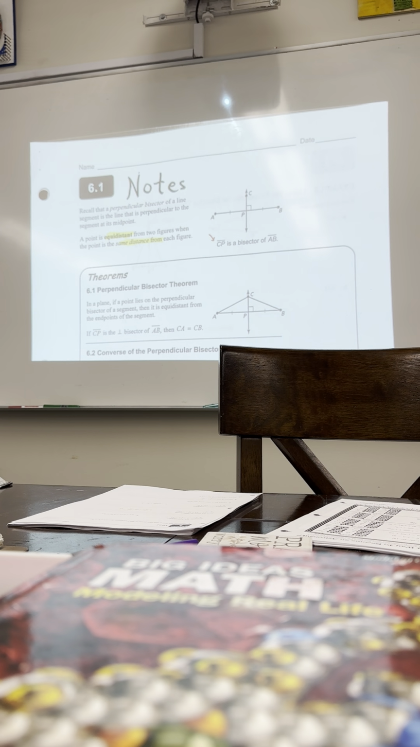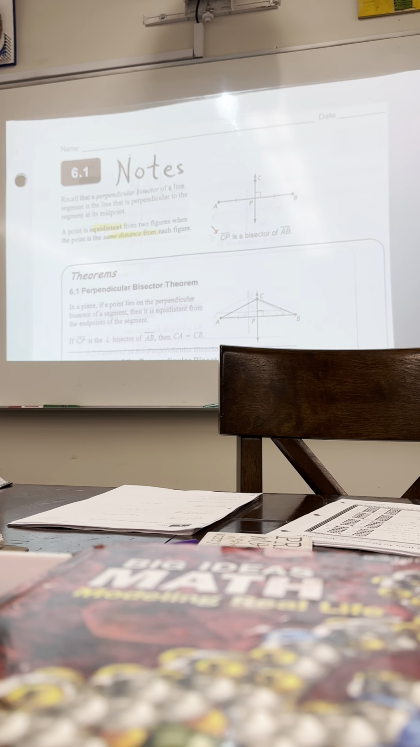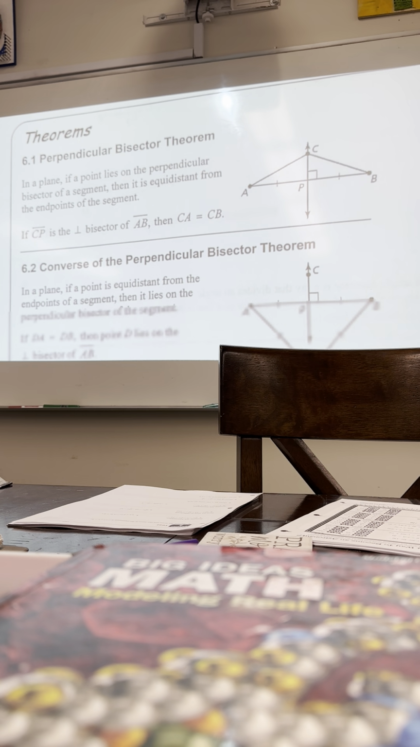Let's take a look at the first theorem, the perpendicular bisector theorem. One thing we're going to work on is distinguishing between these 2 theorems. One is a regular theorem, and one is the converse of the other. The perpendicular bisector theorem says, in a plane, if a point lies on the perpendicular bisector of a segment, then it is equidistant from the endpoints of the segment.